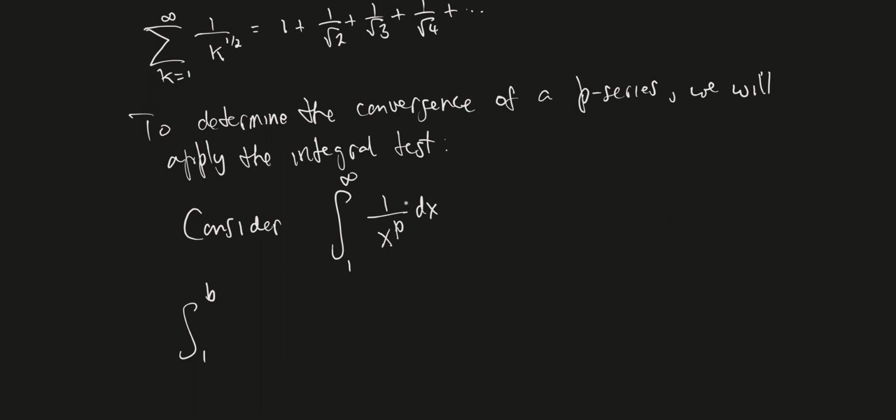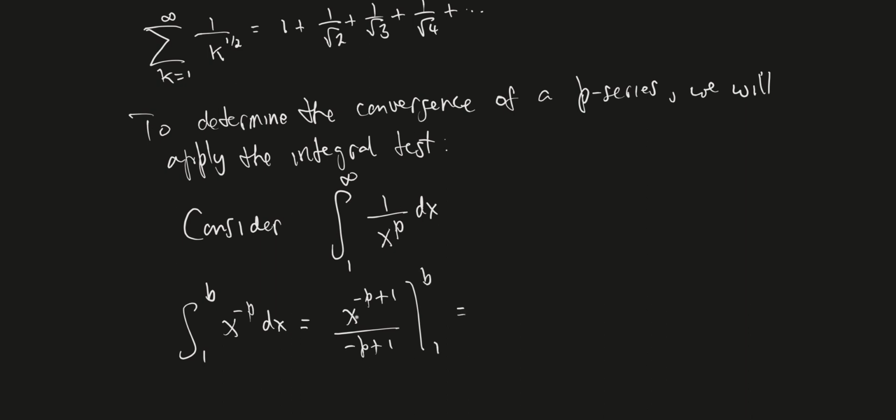And to integrate this, since it's really just a power function, we're going to rewrite it as x to the negative p dx. Since it's a power function, we get to apply our power rule for antiderivatives. So we're going to add 1 to the power, giving x to the negative p plus 1, and then divide by negative p plus 1. And we're going to evaluate that at 1 and at b.